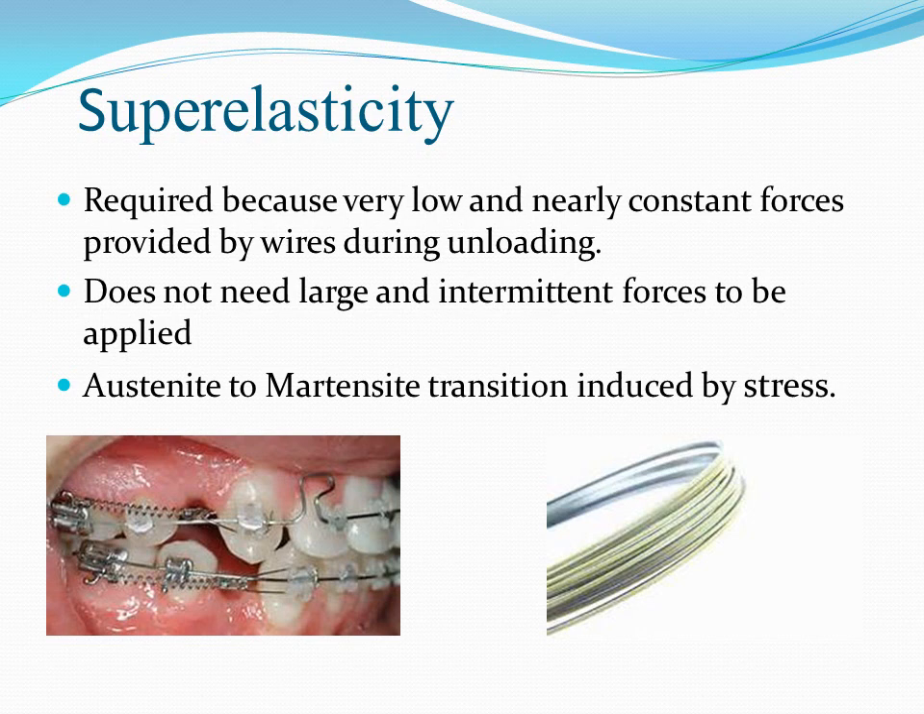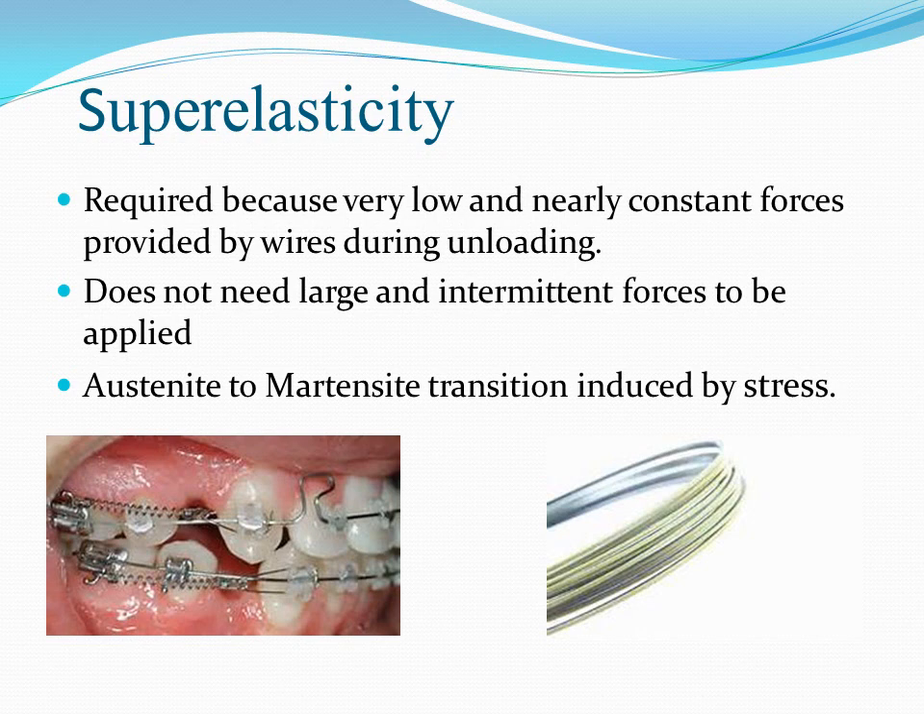Because if we apply large and intermittent forces, it will damage the tooth, cause root resorption, and it will definitely be painful for the patient. So when we apply force or induce any stress, there is again a conversion from the austenitic to the martensitic form. In both super elasticity and shape memory, there is a conversion from austenite to martensite.